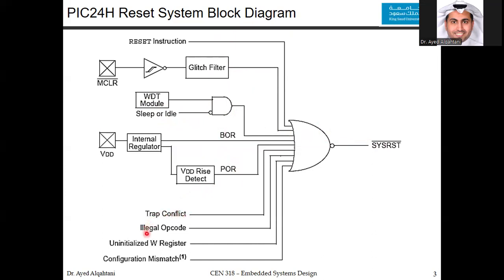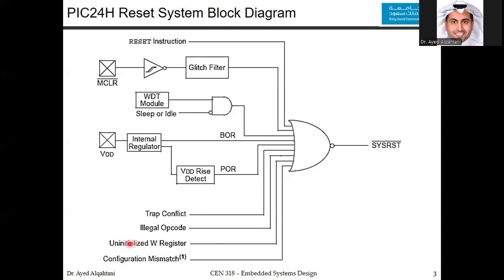We also have a legal opcode, if there is an instruction with an opcode that is unknown. If you have a configuration mismatch, you configured one of the special function registers in a conflicting manner, or you chose something unbelievable, or you made certain assumptions that led to mistakes in the special function register configurations, then this will cause the CM reset.